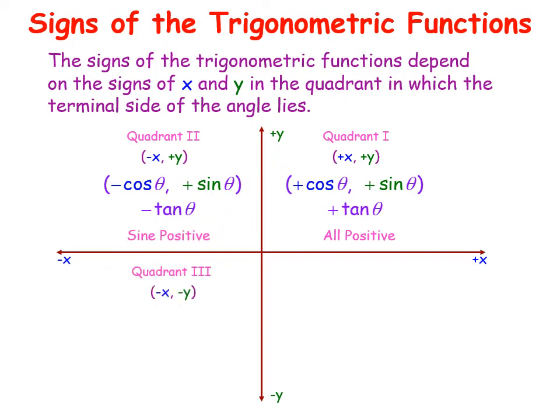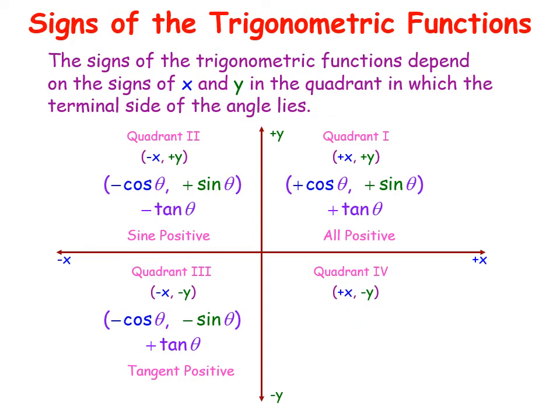Third quadrant: negative x and negative y. That means tan will be positive. So in the third quadrant, only tan is positive, and of course its reciprocal. Yeah, tan and cotan. In the second, sine and cosec.